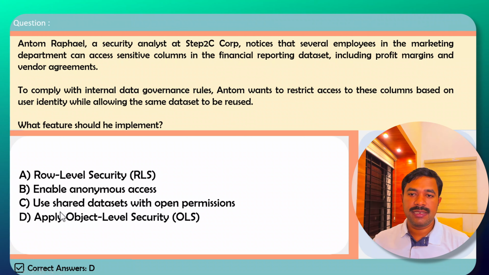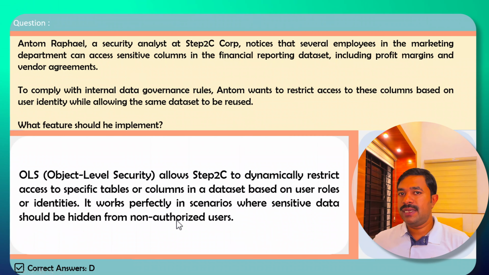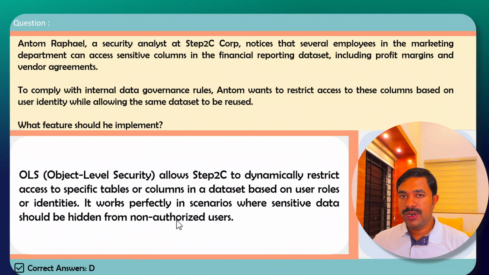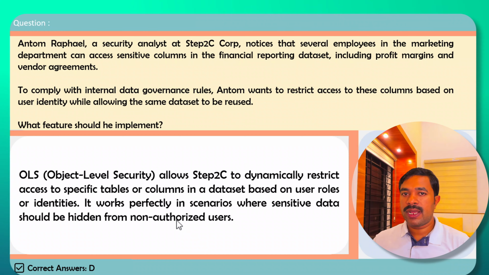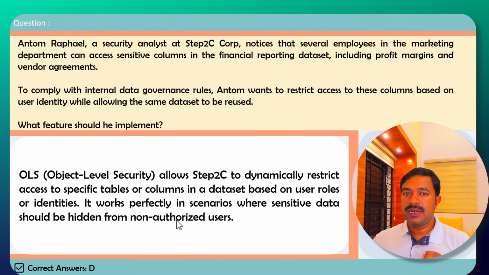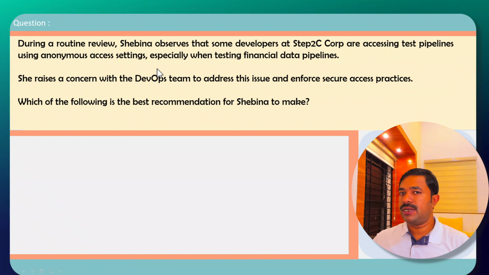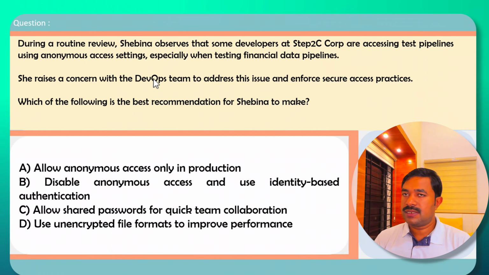So the right answer is option D, apply object level security or OLS. By using this feature, you could hide a table or a column from your users. So you could hide sensitive data from your column, or you could entirely hide a table using this option. And this is a perfect option for this scenario. So we should try to use it. Now let's check the next question.